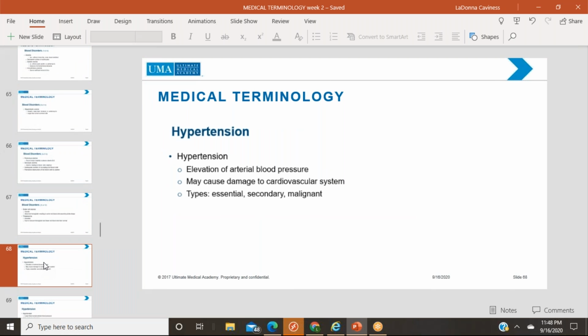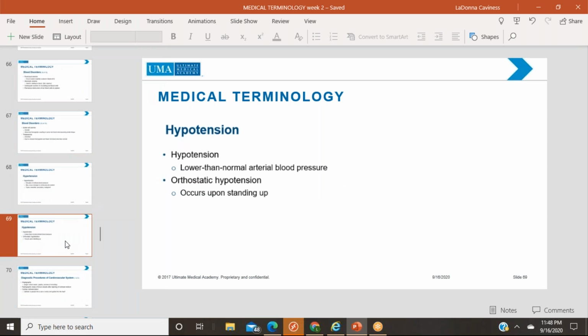Hypertension is elevation of arterial blood pressure, may cause damage to the cardiovascular system. Types are essential, secondary, and malignant. Hypotension is lower than normal arterial blood pressure. Orthostatic hypotension occurs upon standing.